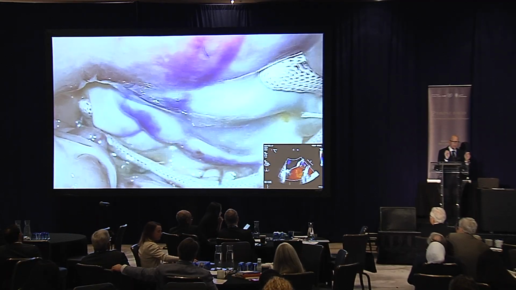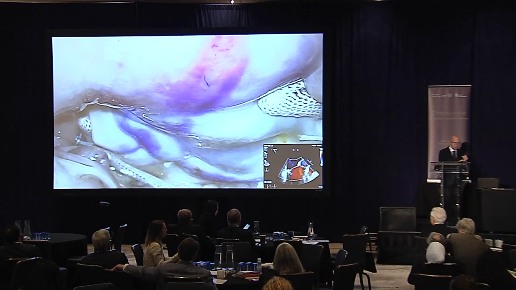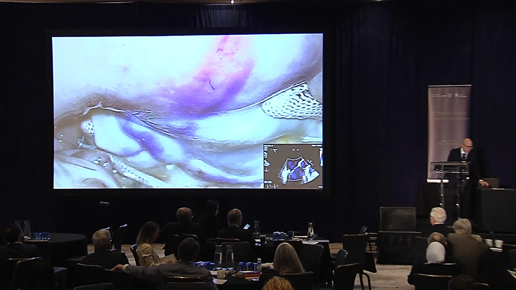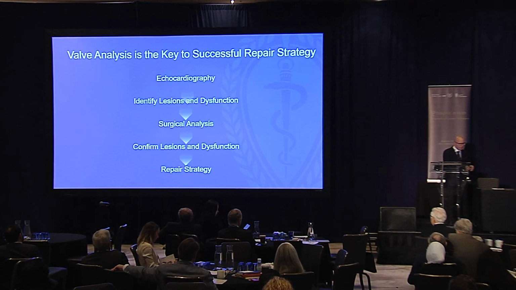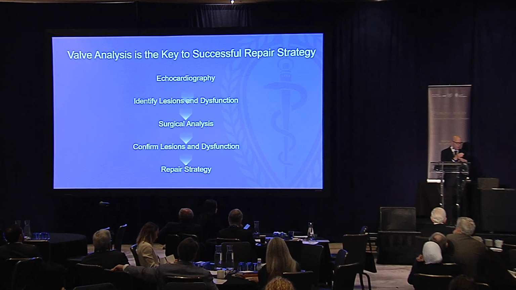So sometimes the final tailoring happens when the ring's in place. That's when you can really see it. And then that's the final summary. Echo helps you find the lesions, look at the dueling jets. Your surgical analysis is confirmatory. It also takes some time.